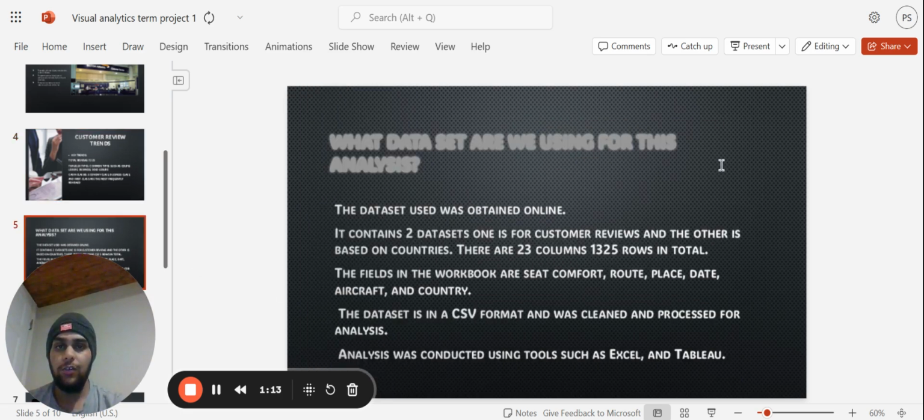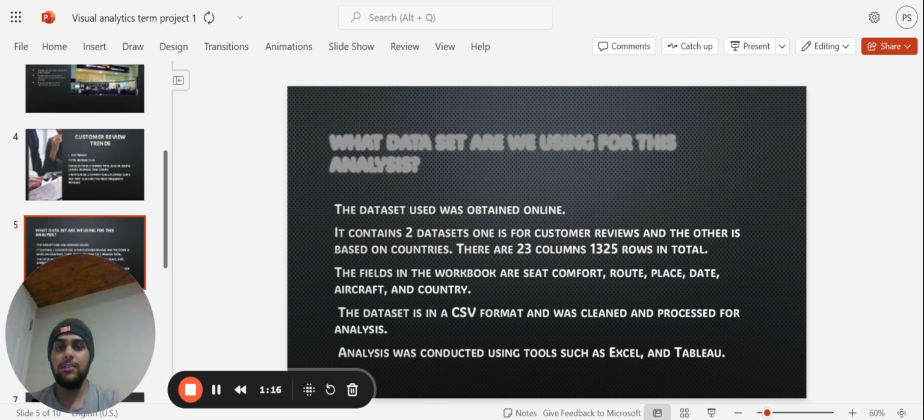What dataset are we using for this analysis? The dataset used was obtained online. It contains two datasets. One is for customer service reviews and the other is based on countries. There are 23 columns and 1,325 rows in total. The fields in the workbook are seat comfort, route, place, date, aircraft, and country. The dataset is in CSV format and was cleansed and processed for analysis. Analysis was conducted using tools such as Excel and Tableau.